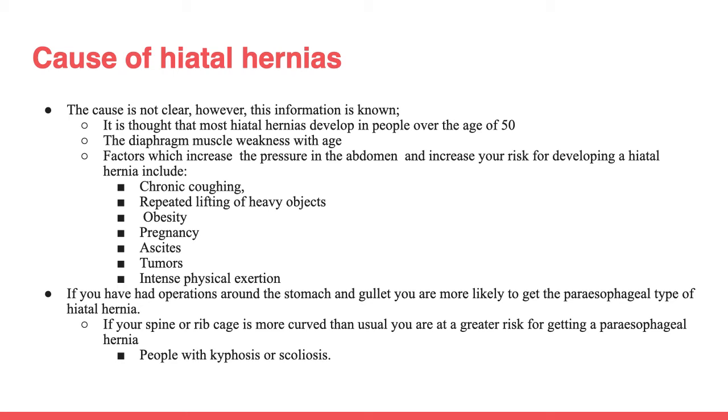And if you have had operations around the stomach and gullet, you are more likely to get the paraesophageal type of hiatal hernia. And if your spine or rib cage is more curved than usual, you are at greater risk for getting a paraesophageal hernia. So these are people with conditions such as kyphosis or scoliosis. Kyphosis is where you kind of have a hunchback, and scoliosis is just the typical S curvature of the spine. It's just curved a little bit.